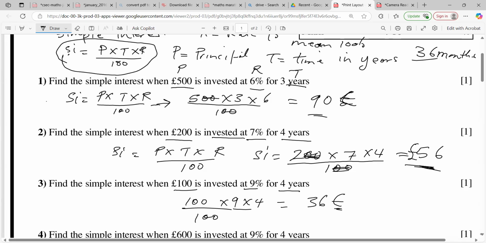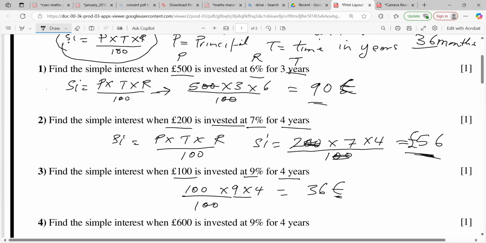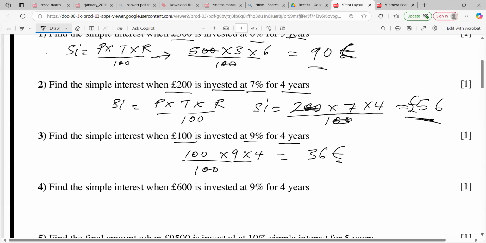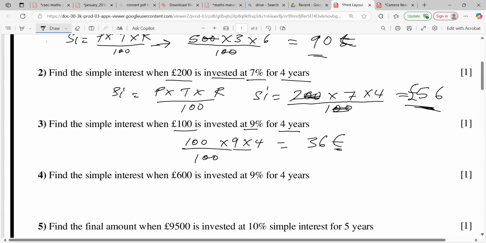Look at this number. I think there are 10 questions in total. So let's see if we can do some more. All right, so do 4 and 5, and then we can discuss. Number 5, look at number 5 carefully. I like it already.